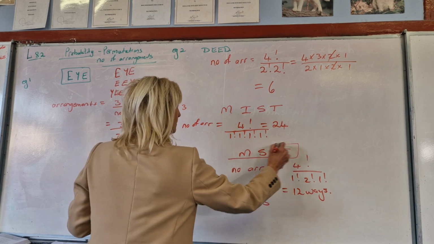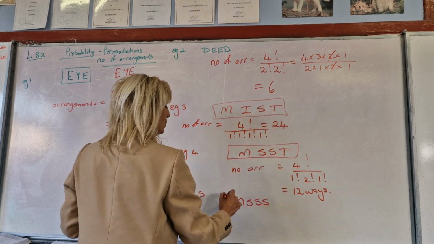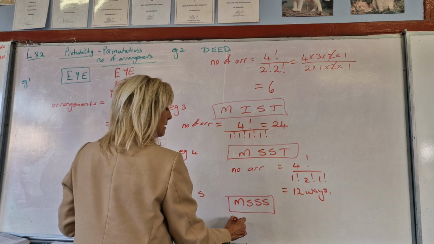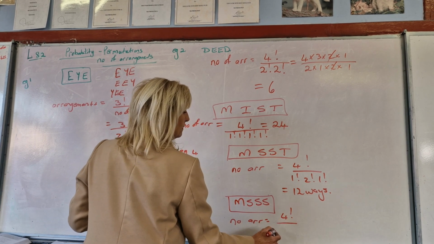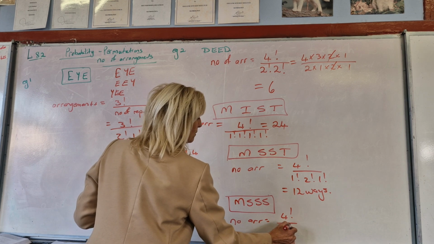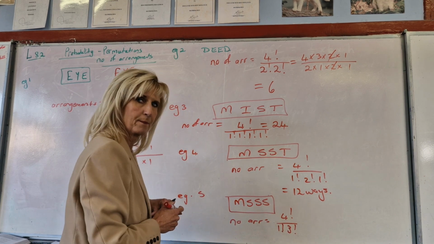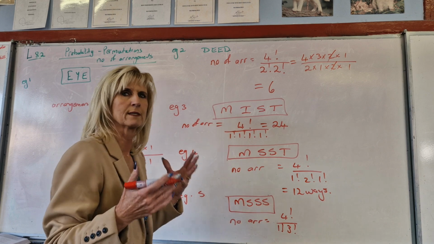Do you agree? Yes, ma'am. So we're playing around with the words, literally. So the number of arrangements is 4 factorial over 3 factorial times 1 factorial. What does that give me? 4 ways. Can you see it?